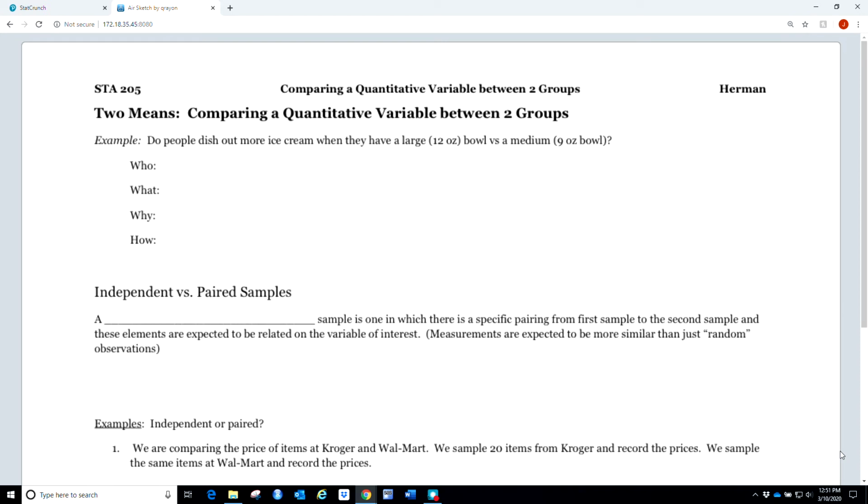So let's first talk through some old definitions. So who are we investigating? Well, we are technically investigating ice cream dishers, or the people that dish out the ice cream. What variables or what information do I need to collect? Well, one thing I want to know is the amount of ice cream that they put in a bowl. So I need to measure that. That is going to be a quantitative variable.